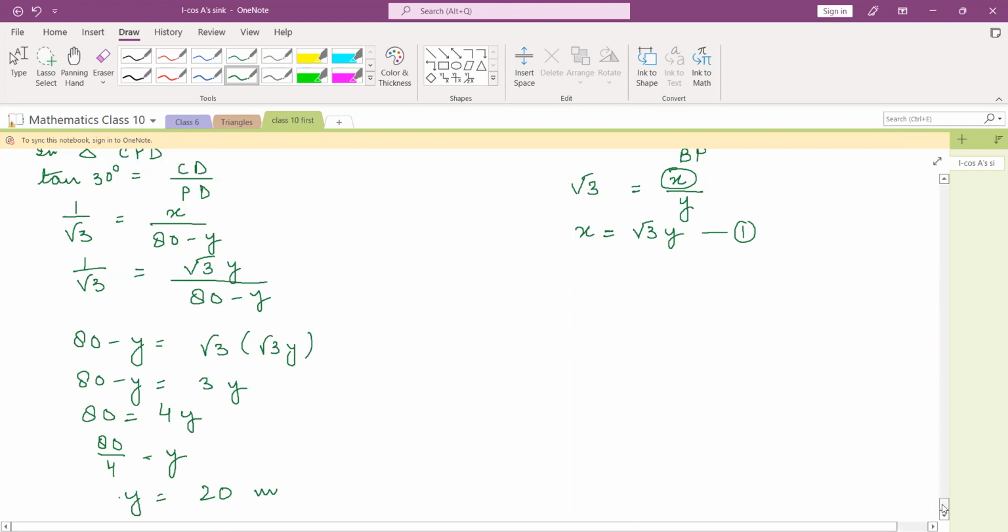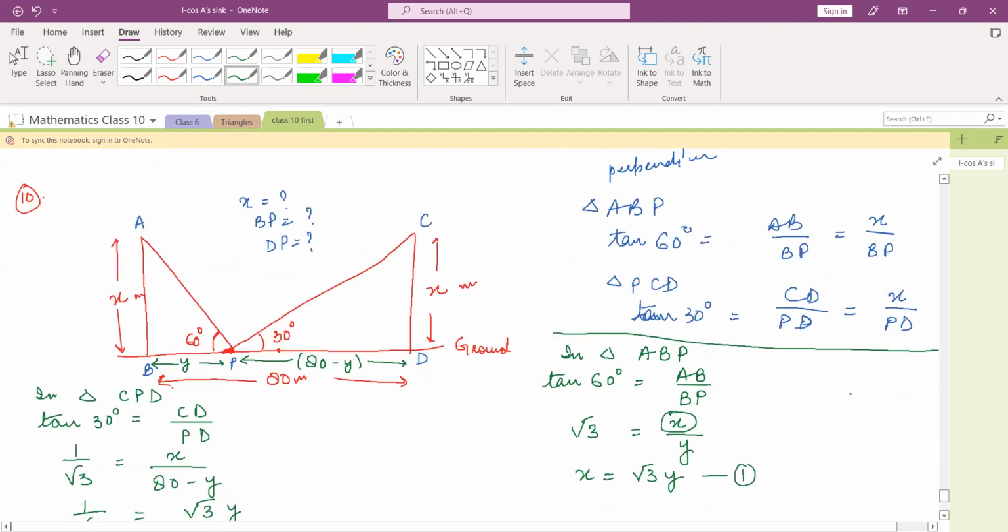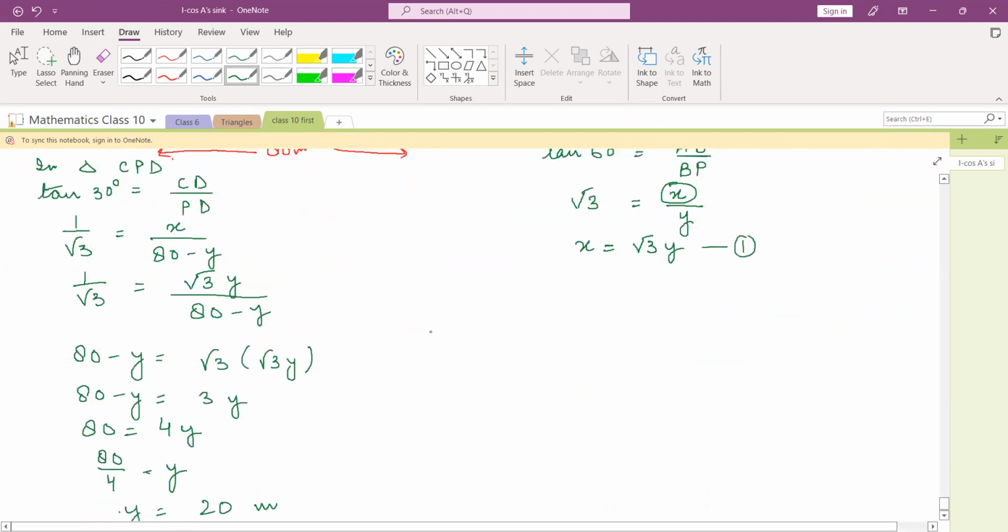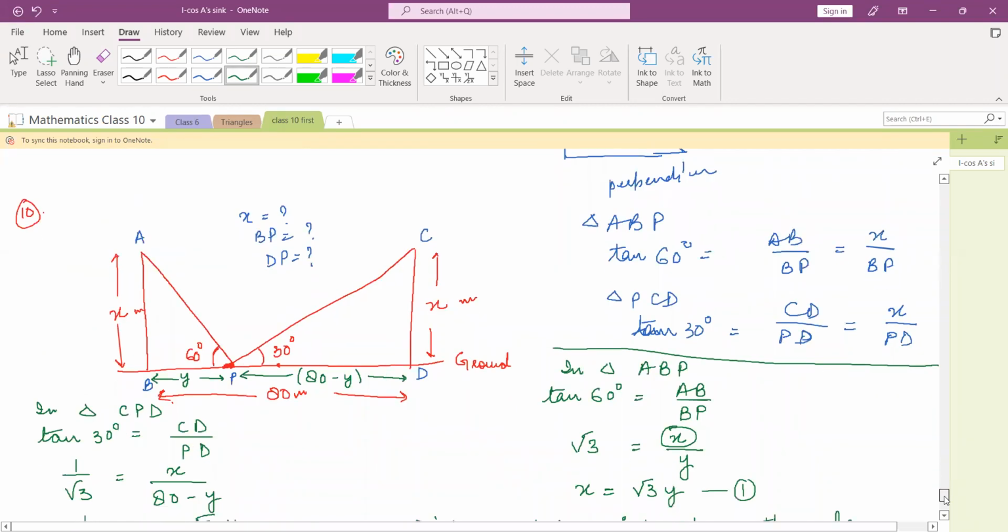So I have got y is equal to 20. Now look in the figure. What is y? y is the distance of the point from the pole AB. So you will write, therefore, because you have to find these distances: distance of the point from the pole AB is y, which is equal to 20 meters. So one distance you have got. Now we can find the distance of this point from the pole CD also, that is 80 minus y.